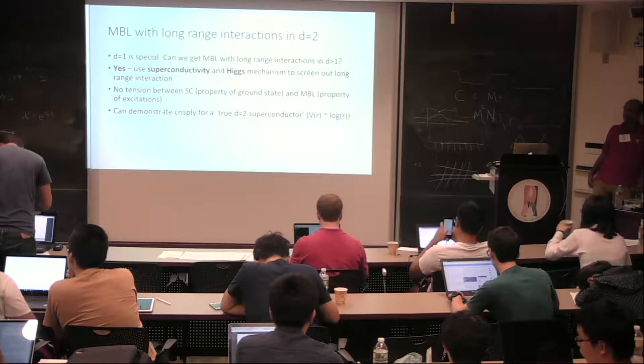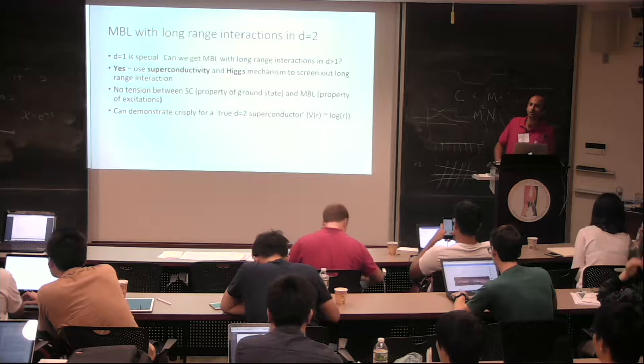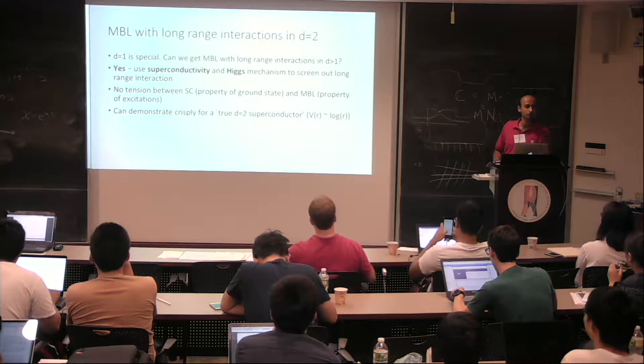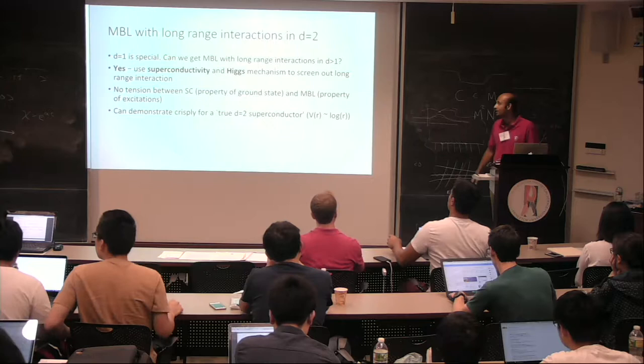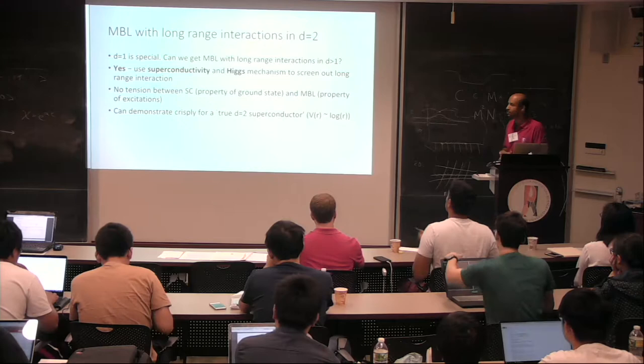Okay, let's begin. So this morning I told you how we could get many-body localization with long-range interactions in a one-dimensional model, QED 1+1. Now let's move away from one dimension, bearing in mind that everything I say will be up to avalanches and rare regions. So, 1D is special. Can we get localization with long-range interactions in higher dimensions? Yes. And one way to do it is to use superconductivity and the Higgs mechanism.